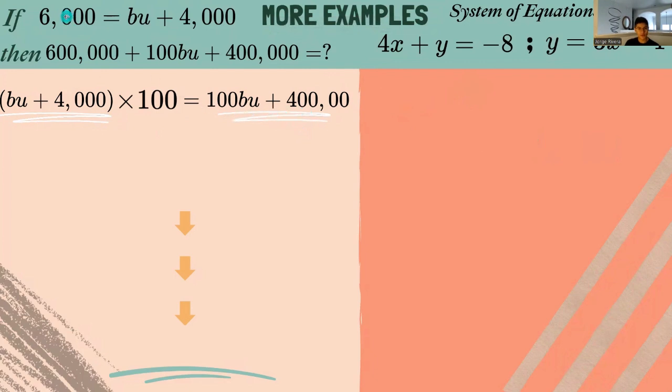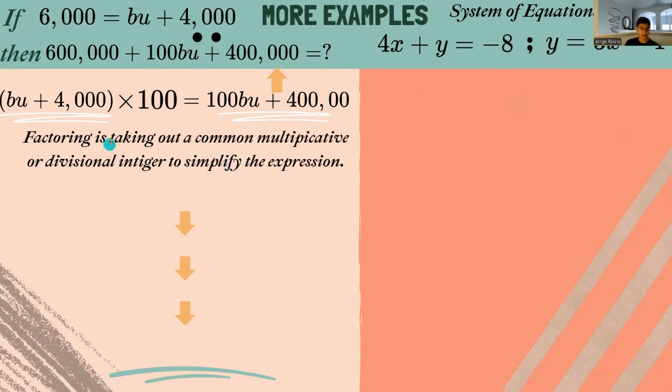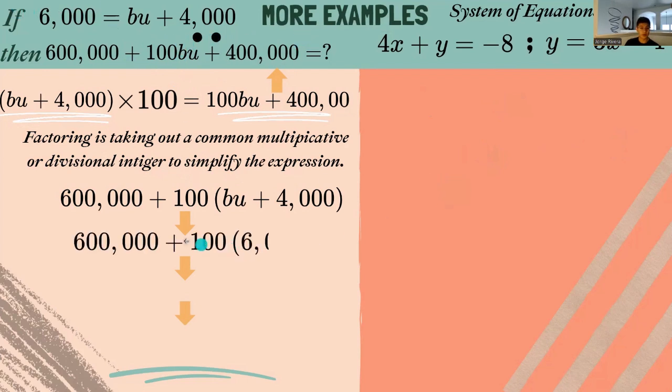So if we use the commutative property, right? If we multiply this by 100, that's going to be the same thing as this. So these two are analogous. So if we look at this equation, we can plug this into this equation by factoring. When I talk about factoring, it's taking out a common multiplicative or divisional integer to simplify the expression. So basically what we are saying here is that if we multiply this by 10, then that's going to be for this. And since we have this for this, then we can just plug it into the equation, right?